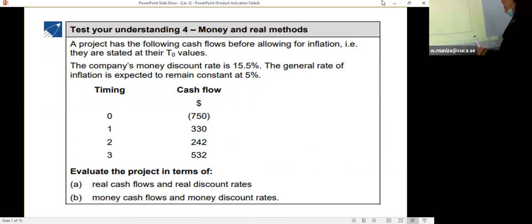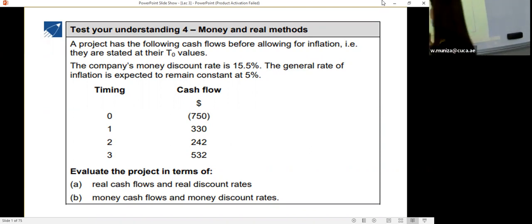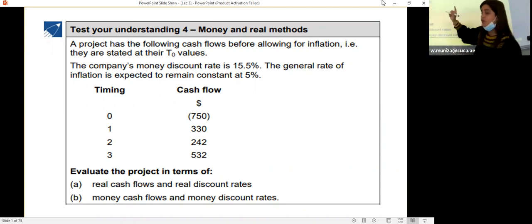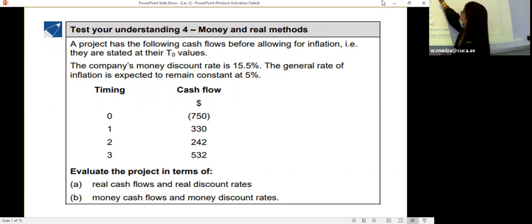Now, students, we do not need to get the discount rate because the money discount rate is already given in the question. First, we are going to convert them into the money cash flows. This is the only difference among the two methods. So we are going to convert these cash flows into the money cash flows using this particular rate. So this 750 is going to remain the same because it is already in real terms.